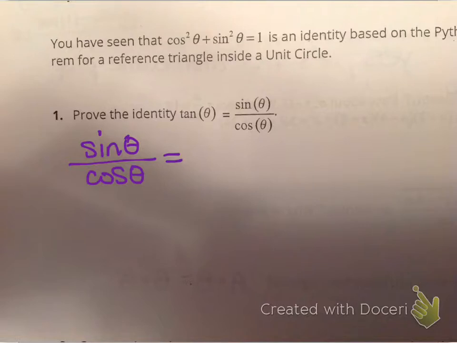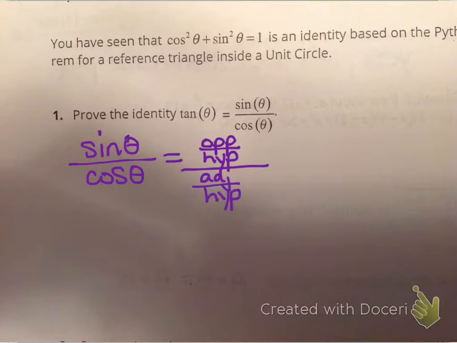So the identities we're actually going to use for this one, and there's more than one way to do almost every proof, but with enough practice you figure out the best way or the simplest way. The identities that I'm going to use this time are just your basic SOHCAHTOA identities. Sine is opposite over hypotenuse, and cosine is adjacent over hypotenuse.